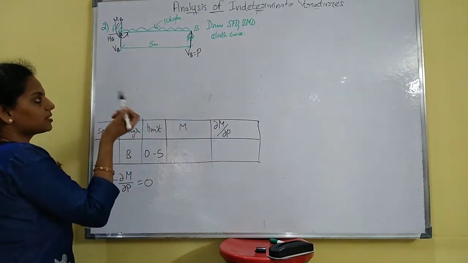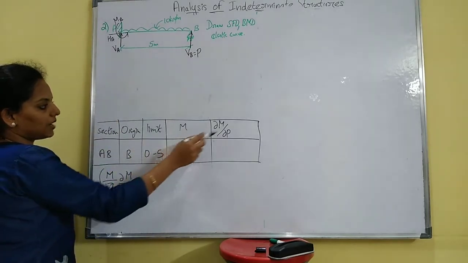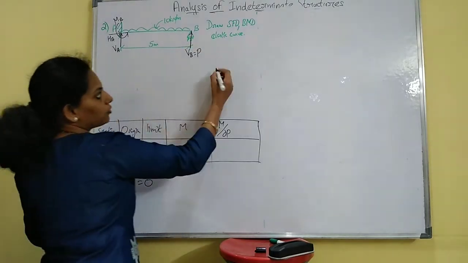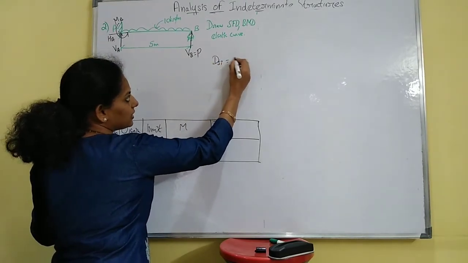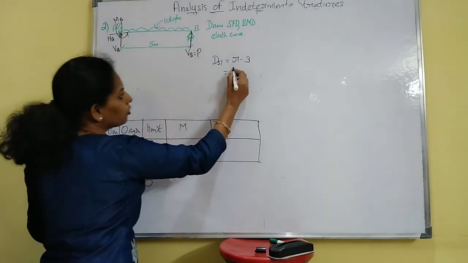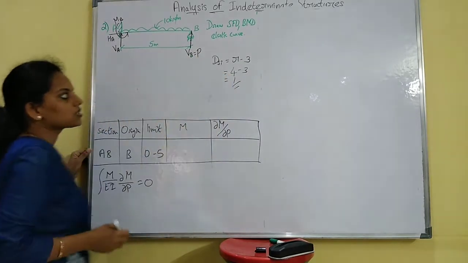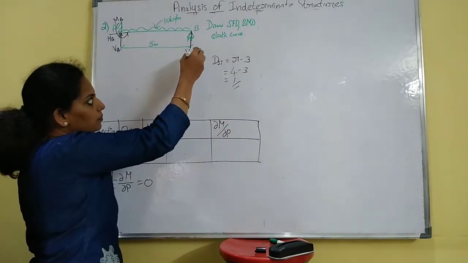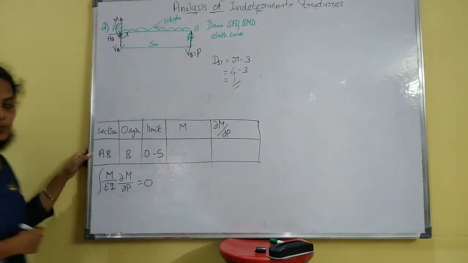So for this, similarly, first tabulate section, origin, limit, M, dou M by dou P. First you have to find out the static indeterminacy, that is nothing but R minus 3. Here again it is 3 and 1, 4, 4 minus 3, which is equal to 1. So just assume this one redundant value as P. So here we consider this VB as P.